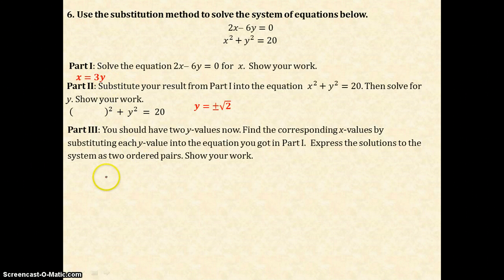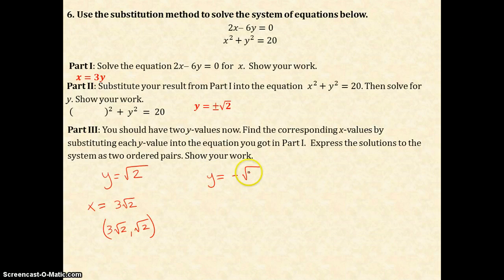So when y is positive square root of 2, we can plug that in here and get x equals 3 times y, which is 3 times square root of 2. So here we get an ordered pair of 3 radical 2 comma radical 2. When y equals negative square root of 2, we still use x equals 3y, but now y is negative square root of 2. So x equals negative 3 radical 2. And that gives us the ordered pair negative 3 radical 2, comma, negative radical 2.